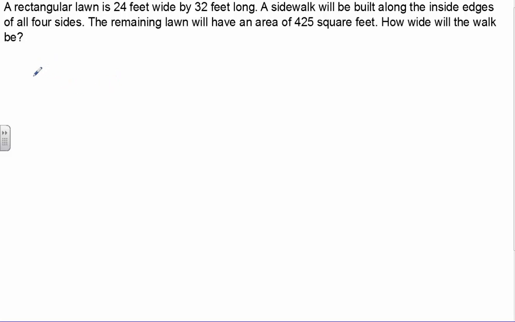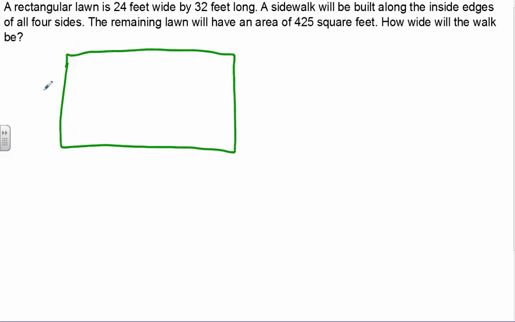Okay. So the biggest thing with all these videos is that you need to make a picture, because pictures help a lot with word problems. So our problem is we have a rectangular lawn that is 24 feet wide by 32 feet long. So right off the bat, I'm going to build our lawn. Okay, so if you look here, a rectangular lawn that is 24 feet by 32 feet. Okay, so we have the first part done.